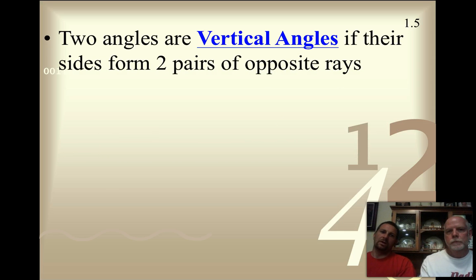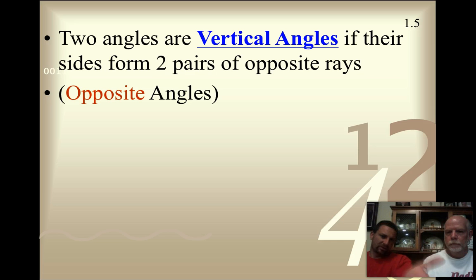All right, now this is one of the most important ideas, I think, out of chapter 1. This is a very important word. We use it quite a bit for the rest of the year, and it's a really easy concept. Two angles are vertical angles if their sides form two pairs of opposite rays. I always think of vertical angles as opposite angles, and it'll make a lot of sense when you look at the diagram coming up here in a moment. But like I said, I think of them as opposite angles.